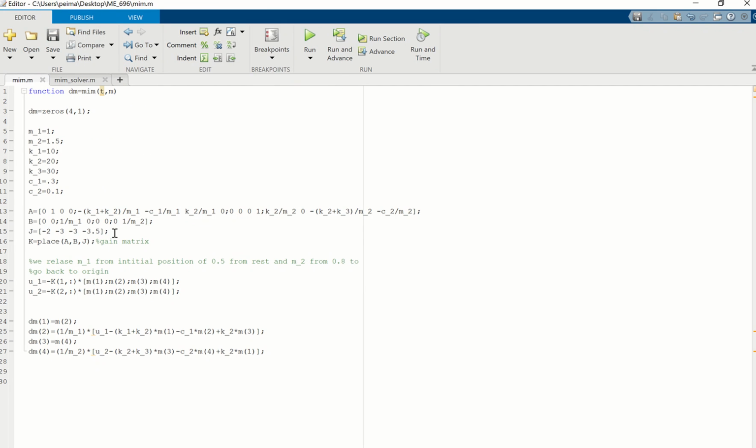Let me double check with you. Okay, so minus C1 over M1, K2 over M1, 0, 0, 0, 1, K2 over M2, minus K2 plus K2 over 2, minus C2 over M2. So B is 0 and 1 over M2. First line, second line.